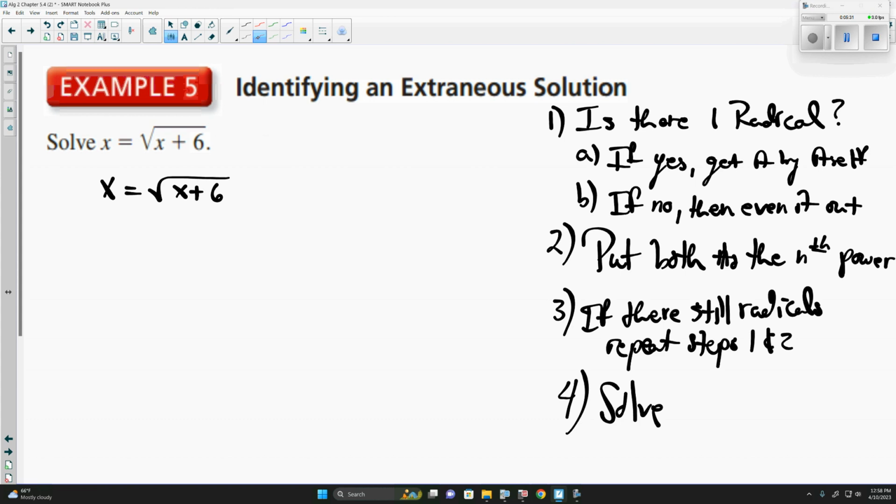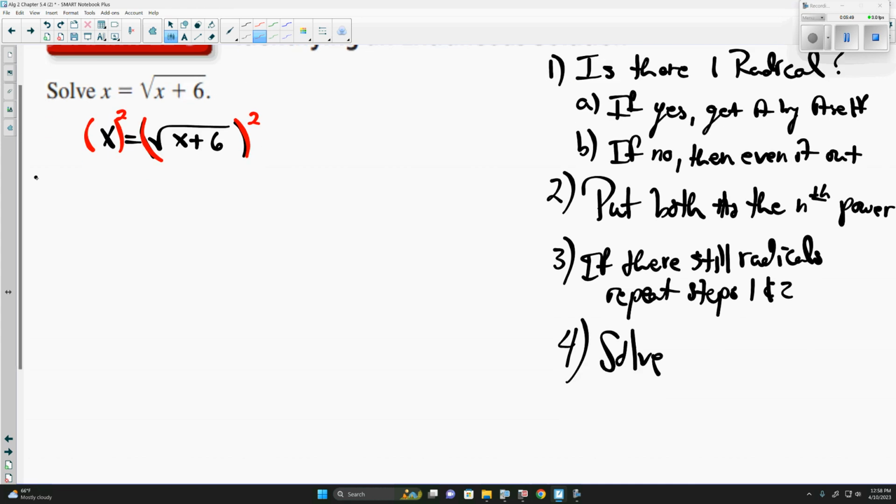Now, if we look at this here, x is equal to the square root of x plus 6. We have one radical, yes? So we need to get it by itself. Well, it is by itself, yes? So now we can put both sides to the nth power, so we put it to the second. On the left-hand side, x squared is just x squared. On the right, the square root and square cancel, giving us x plus 6.